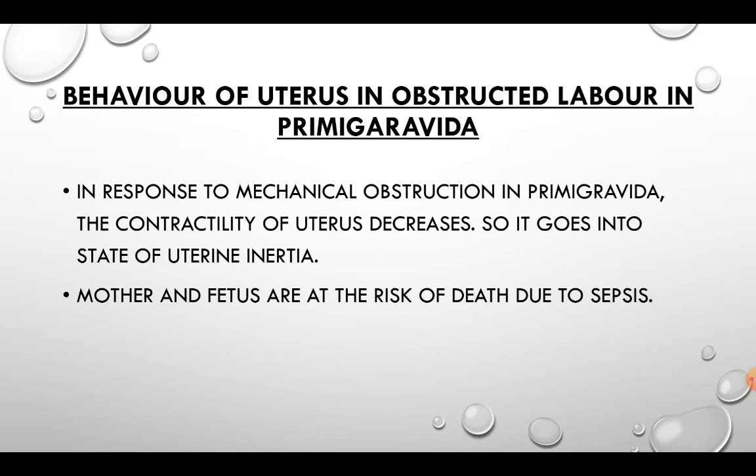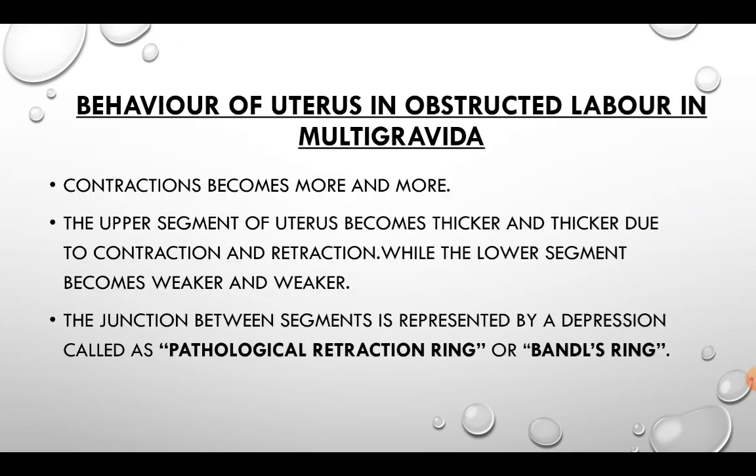Next, how the uterus is behaving in case of this obstructed labor. So if it is a primigravida, initially the uterus is trying to contract, but later the uterus understands that there is some obstruction, later the contraction decreases. That's a state of inertia. But in case of a multigravida, more uterine contractions will be there to overcome that obstruction.